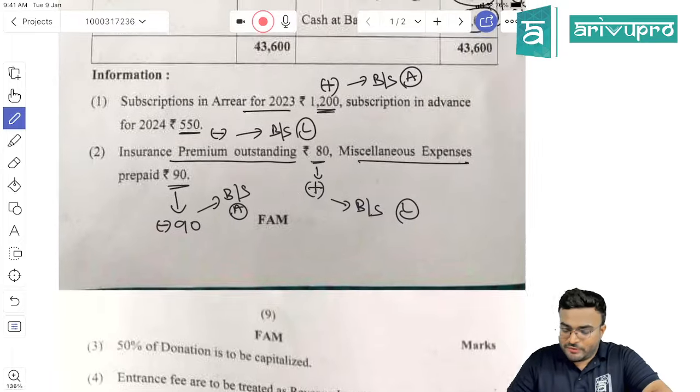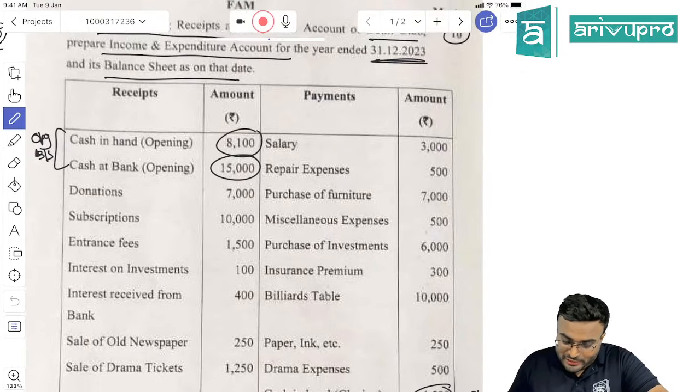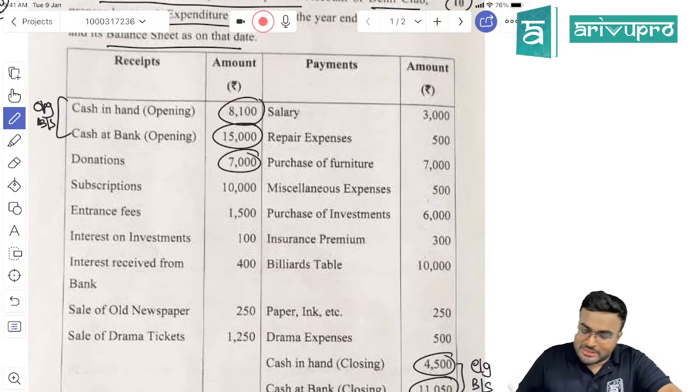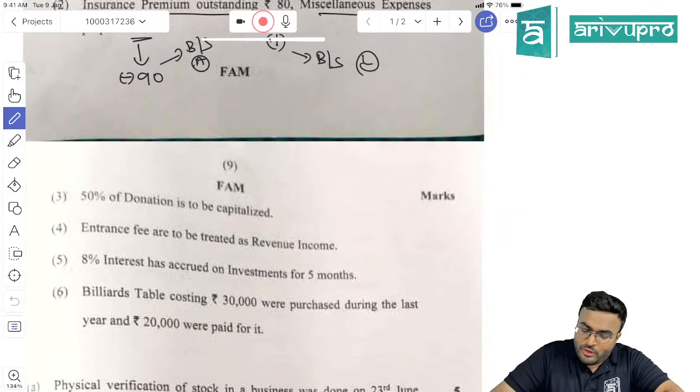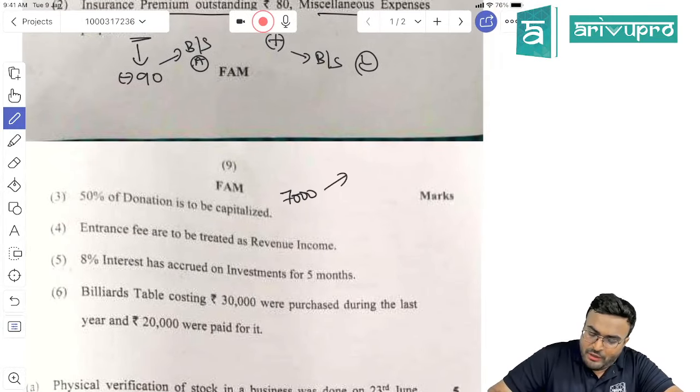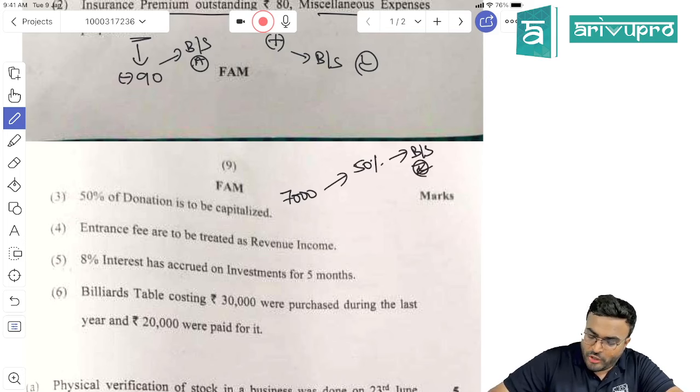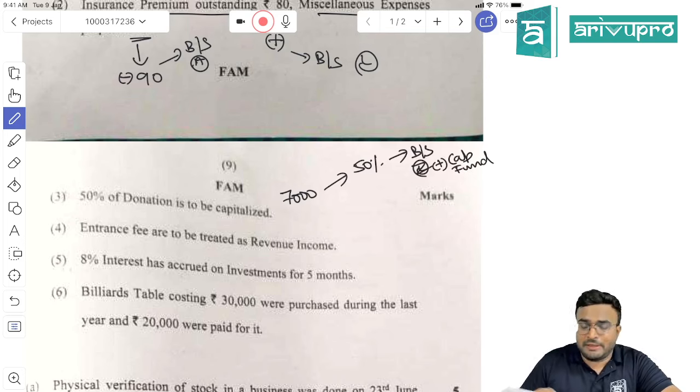Yes. 50% of the donation is to be capitalized. So we have to find the donations. Donation is 7,000. So what will you do? 7,000 is your donation. 50% is capitalized. So it will go into the balance sheet and you can show it on the liability side, or you can add it to capital fund. You'll add it to capital fund.